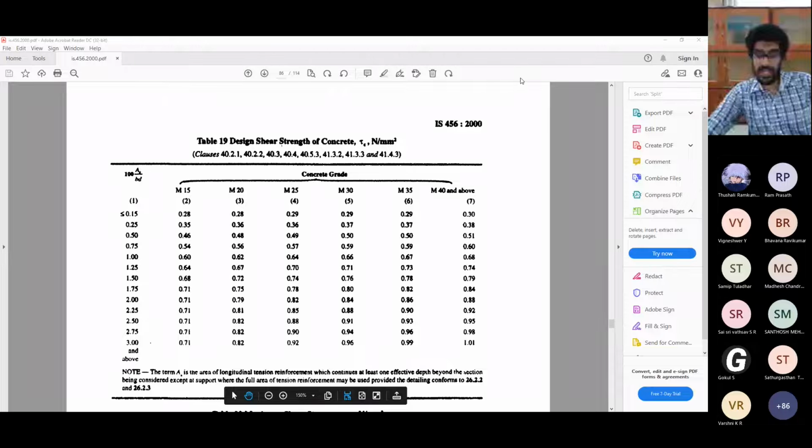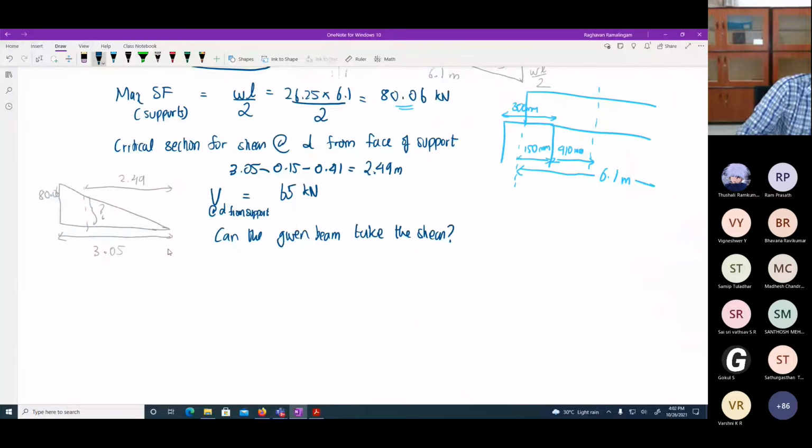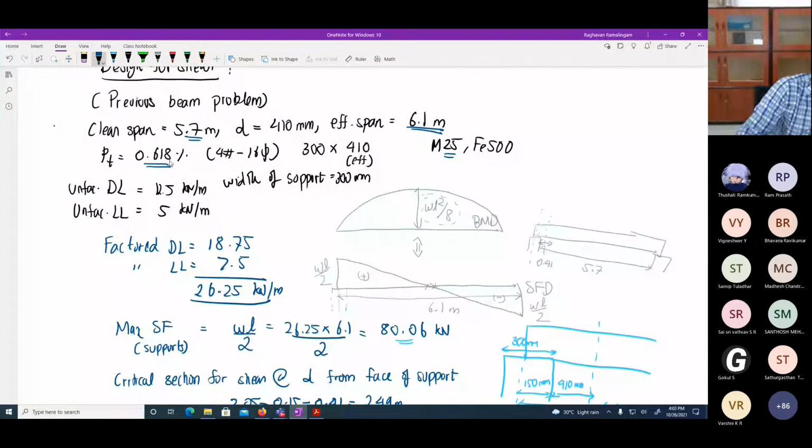So now see table 19 of IS456. Okay, so from this, for PT equals 0.618%. So what is PT 0.618%?